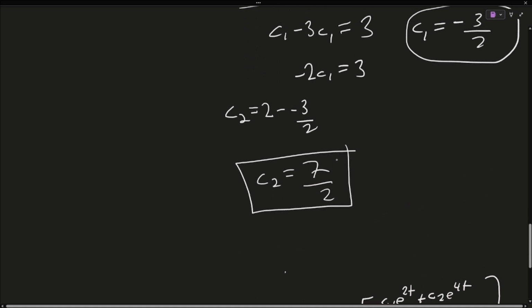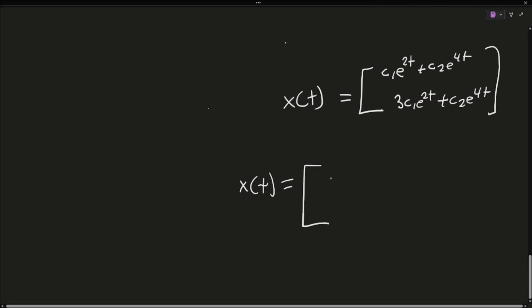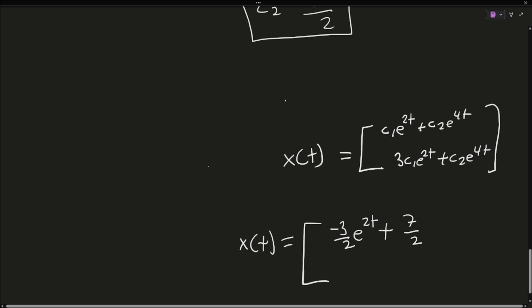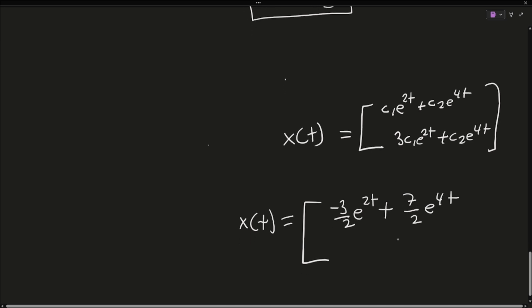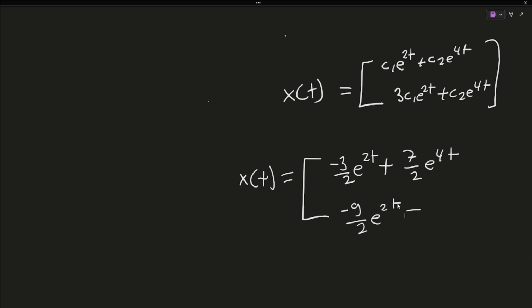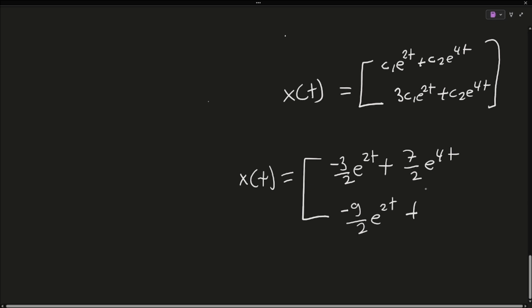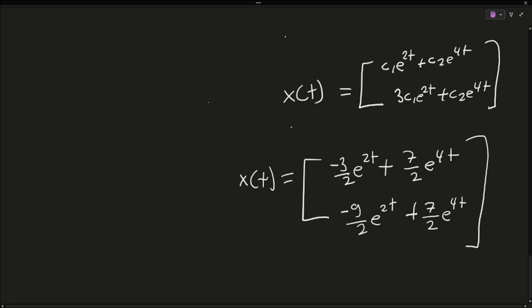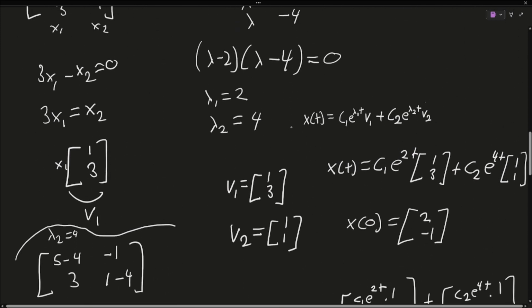Okay, so c1 was equal to negative 3 over 2. So we're going to have negative 3 over 2 e to the 2t plus c2 was 7 over 2, 7 over 2 e to the 4t. And 3c1, so c1 was negative 3 over 2, so we're going to have negative 9 over 2 e to the 2t, plus c2 was 7 over 2, so we're going to have 7 over 2 e to the 4t. And basically, this is the solution for this differential equation system over here.